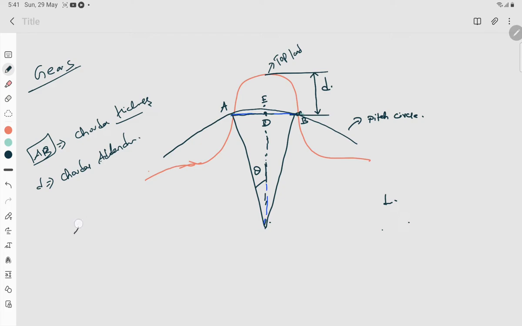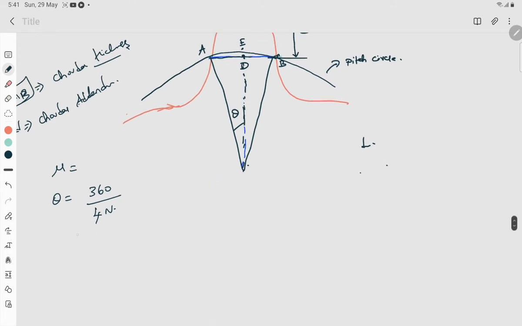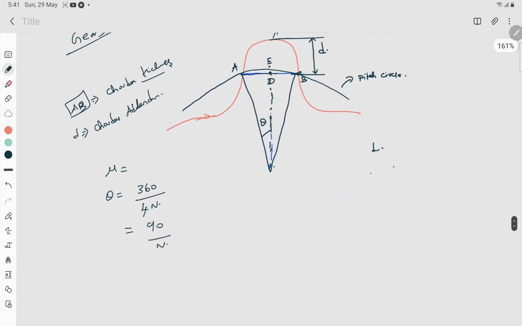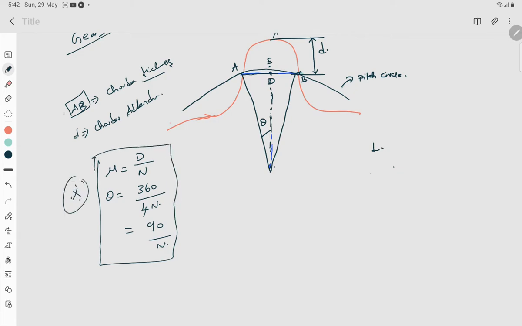Okay, so before that, you should know what is module, and then this theta is nothing but 360 divided by 4 times the number of teeth. That will give us 90 by n. In addition to that, we should know what is module. Module is nothing but the diameter of the pitch circle by number of teeth. So with this relation, we can easily derive the theoretical formula for chordal thickness and chordal addendum.